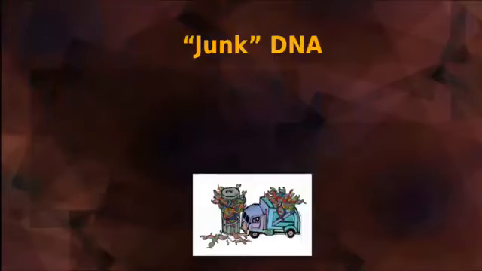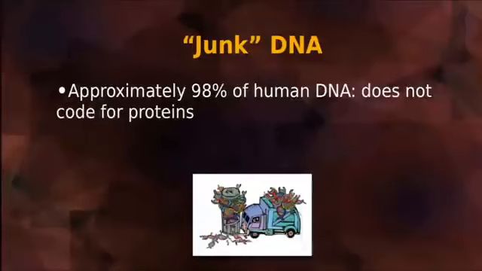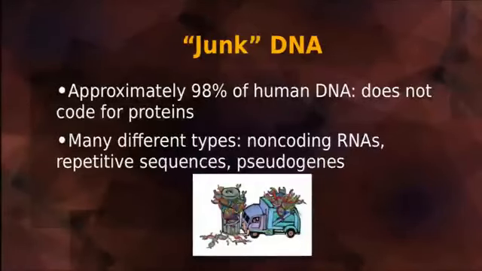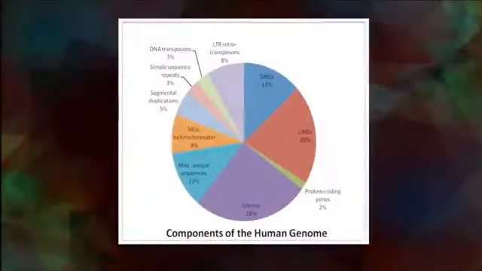Now, the next type of sequence design that I want to address is something called junk DNA, which I talked about at the very beginning. And like I said, approximately 98% of human DNA does not code for protein. There are different categories of junk DNA: non-coding RNAs, repetitive sequences, and pseudogenes. Just to give you a picture of this, this is a pie graph showing all the different parts of the human genome. Only that little tiny green wedge there is the protein coding genes. Okay, that's 2%. The other 98% is junk.